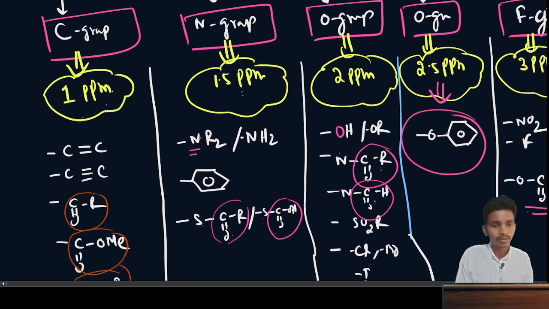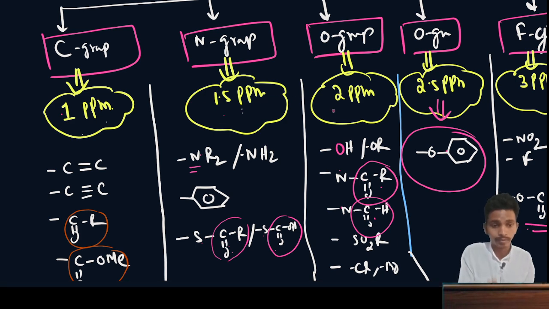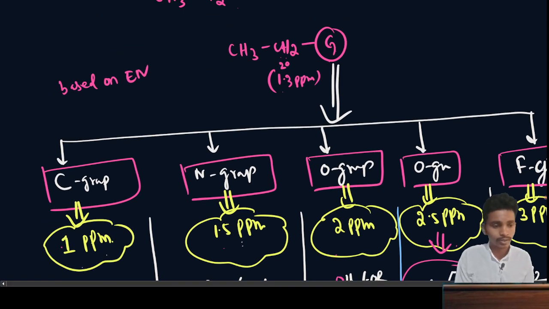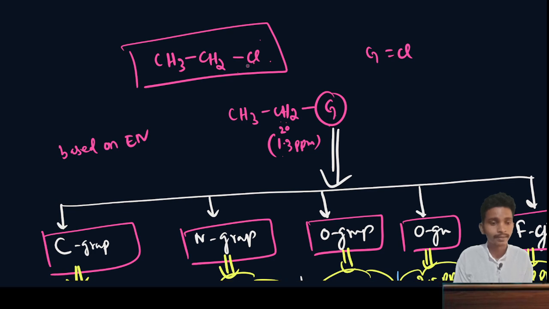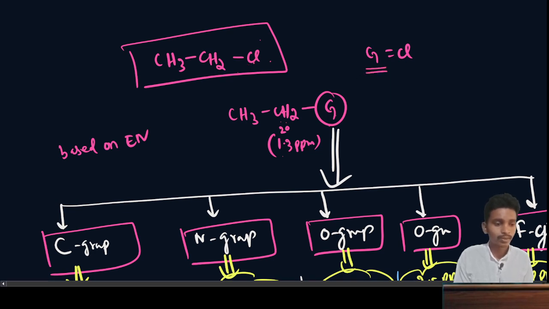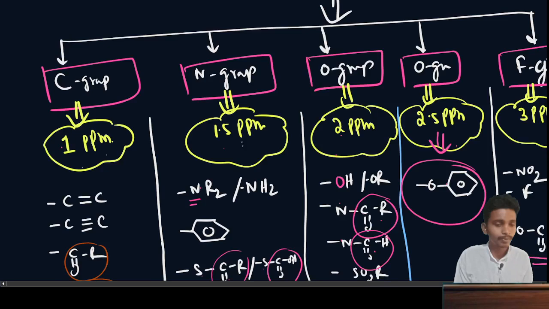Okay, and here chlorine and nitrogen will fall, and here all halogens except chlorine will fall in these groups. So this is how the increment will be, that is first we will do 1, then 0.5, 1.5, then 2, then 2.5, then 3 ppm. Okay, so now the question is that you have CH3, CH2, Cl in the question. Now here Cl is the G, so G will have this group, that is 2 ppm increment.